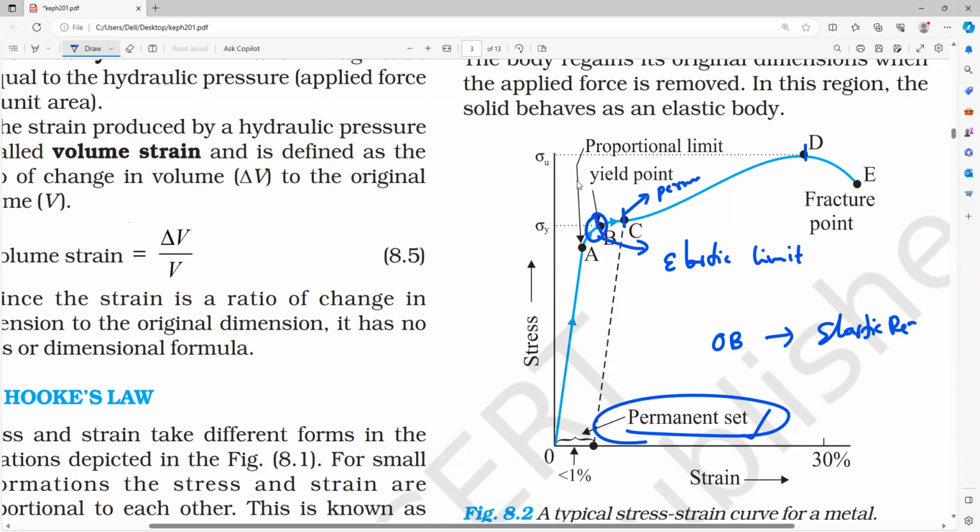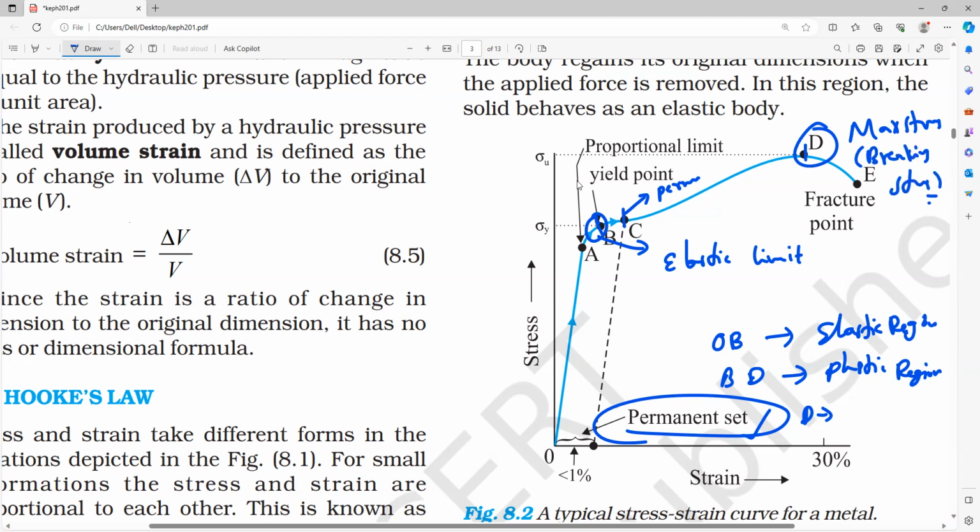So, elastic region. And then next, from B to C, if you have noticed, B to D, what do we used to call it, everybody? Plastic region. Clear? And D, what do we call it? D is called, everybody, maximum stress. So that is what we studied. Maximum stress we can also call the breaking stress.